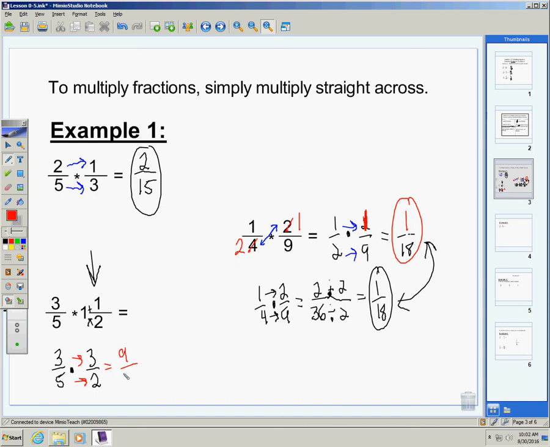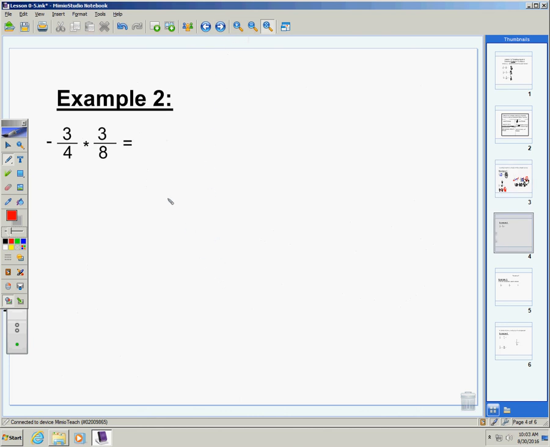Looking at example 2, we have -3/4 times -3/8. And this is pretty easy. The one thing I want to point out is that when you have a negative fraction, negatives go with the numerator. So negatives go with the numerator. Hopefully you can remember that. You might want to write this down. Negatives go with the numerator.